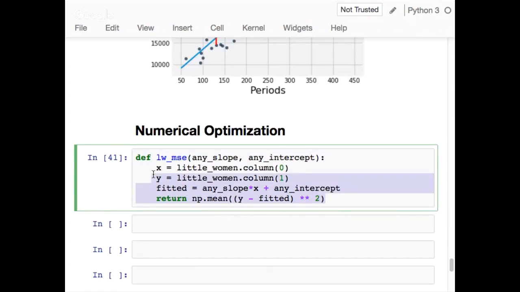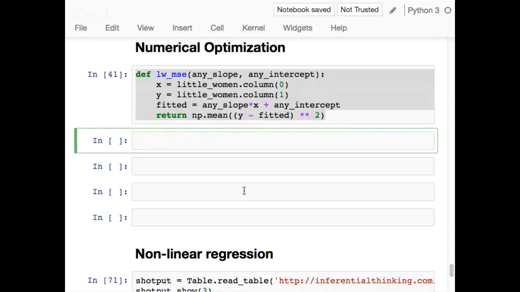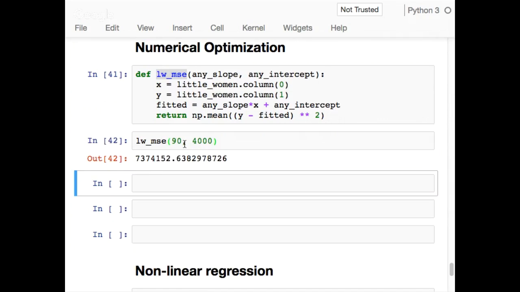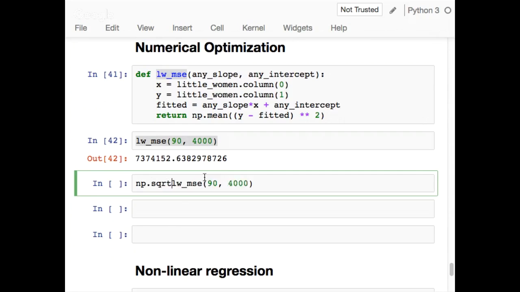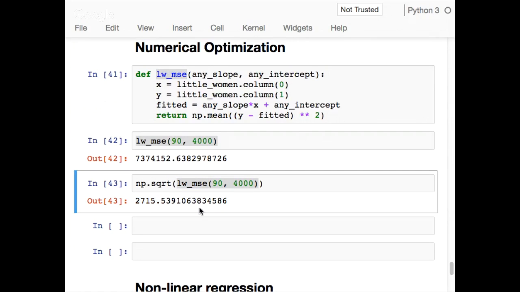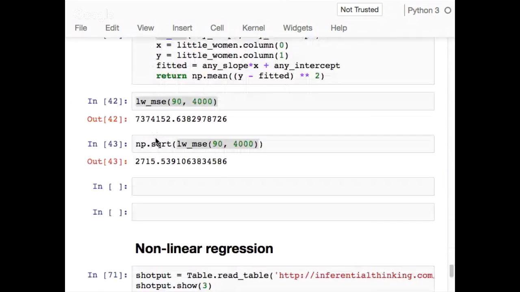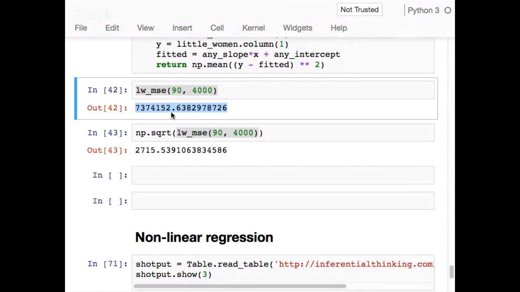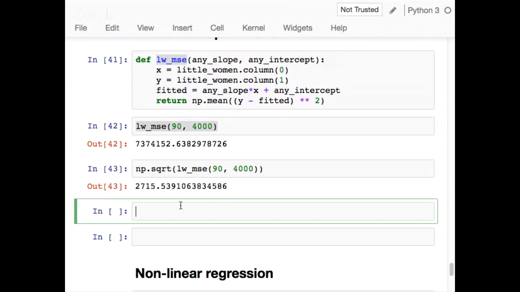So here I have a function that defines the mean squared error. Let's take this function and call it on, let's say, a line of 90 and 4,000. It makes this big number. Here, instead of minimizing the squared error, I'm just minimizing the normal error. In fact, if I take the square root of this, it should look familiar: this is 2700, which is the same as this one. So I'm just taking the error before the square root, because minimizing that is the same.